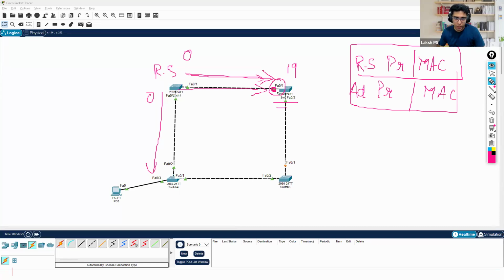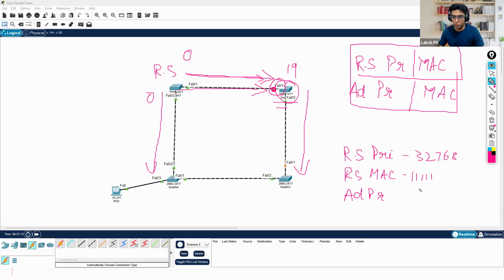Now, switch 2 is going to forward this BPDU to switch number 3. When it forwards the BPDU to switch number 3, it will say root switch's priority, whatever switch 1's priority is, 32,768. Root switch's MAC address, I'm just saying switch 1's MAC address as 1111. Advertising switch priority, now this advertising switch is switch number 2, it will say 32,768, and the advertising switch's MAC address, which is switch 2's MAC address, let's assume it as 2222. And it will say cost to reach the root switch is 19.